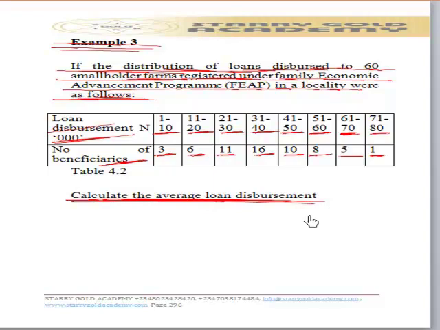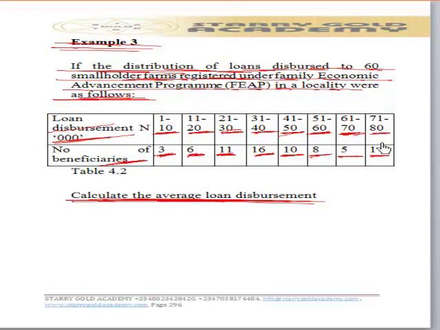This still boils down to the subject matter of arithmetic mean. I told us that arithmetic mean as well as average can be used synonymously or interchangeably. So as required, we are expected to calculate the average of loan disbursements. If we are to interpret this, those that collected 1 to 10 are 3. 11 to 20, they are 6. 21 to 30, they are 11. 31 to 40, they are 16. 41 to 50, they are 10. 51 to 60, they are 8. 61 to 70, they are 5. And 71 to 80, they are 1.